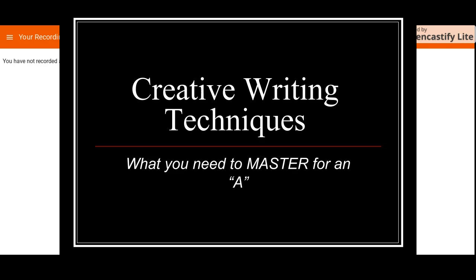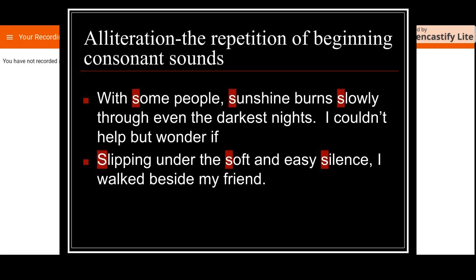So the first technique that I would like to discuss is alliteration. And alliteration is the repetition of beginning consonant sounds. So if you look at the slide here, it says, "With some people, sunshine burns slowly though through even the darkest nights." So these repeated S's right here, that is alliteration. Also here you'll see "slipping under the soft and easy silence."